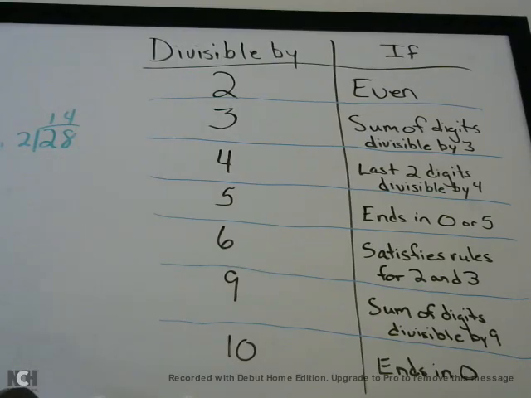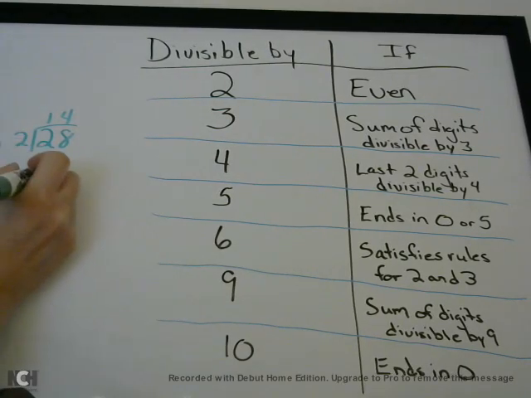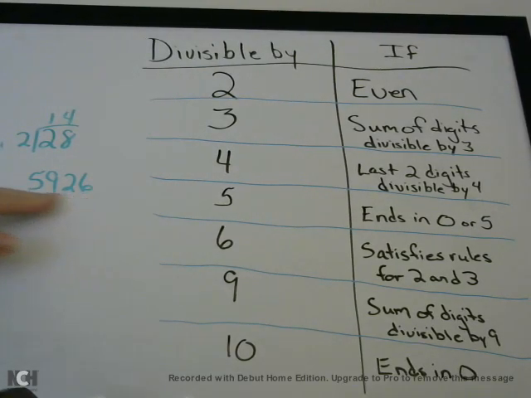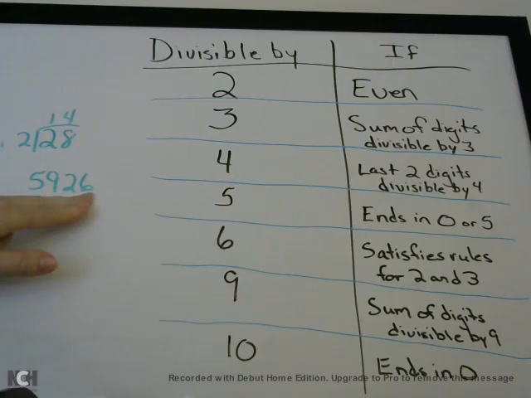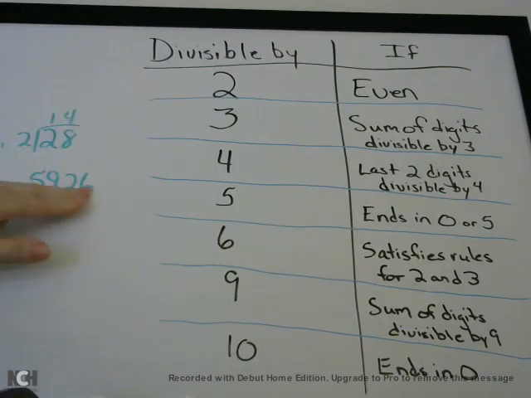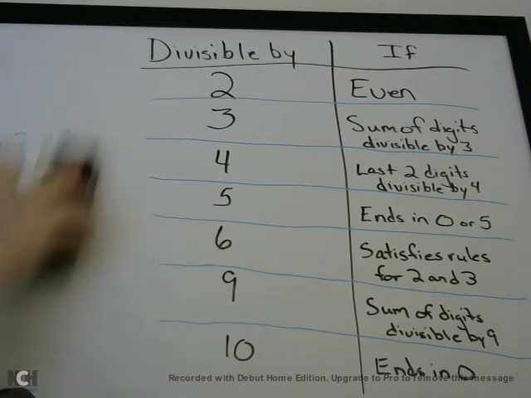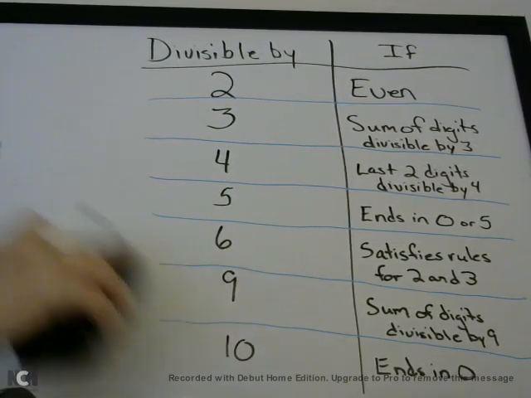If you look at something a little bit more complex, if we were looking at 5,926 and you wanted to know, can that be divided by 2? Well, you don't have to actually do the whole division. You just look at the last digit, which is 6, which is an even number. It's an even number, so we know that this number can be divided by 2 and there won't be any remainder. So 2 is fairly straightforward. Just look and see if it's an even number.